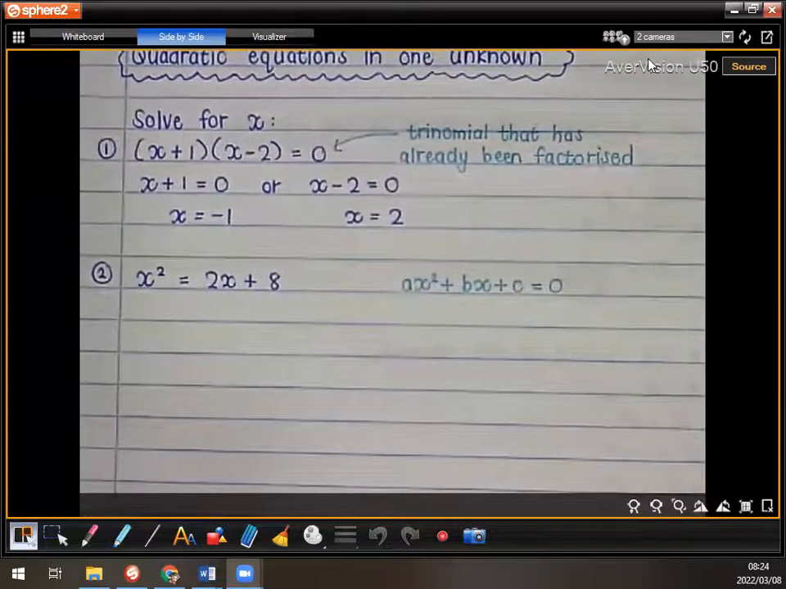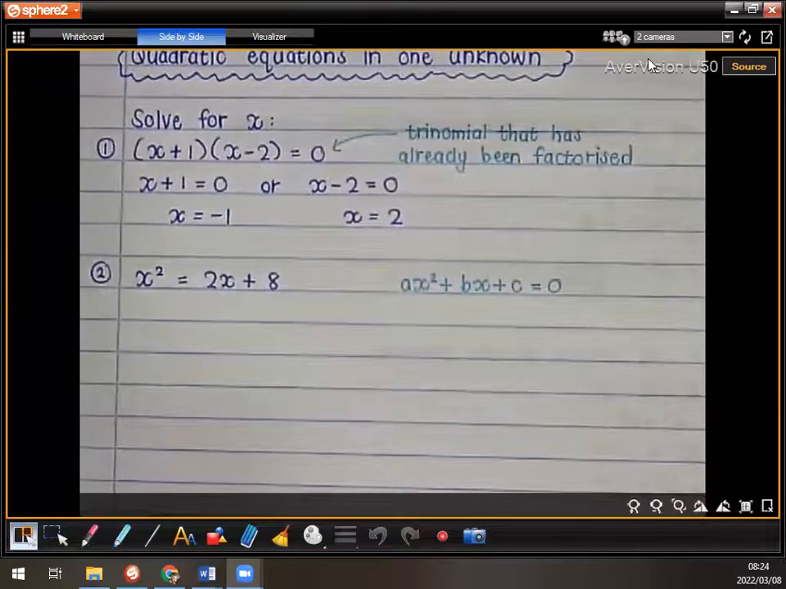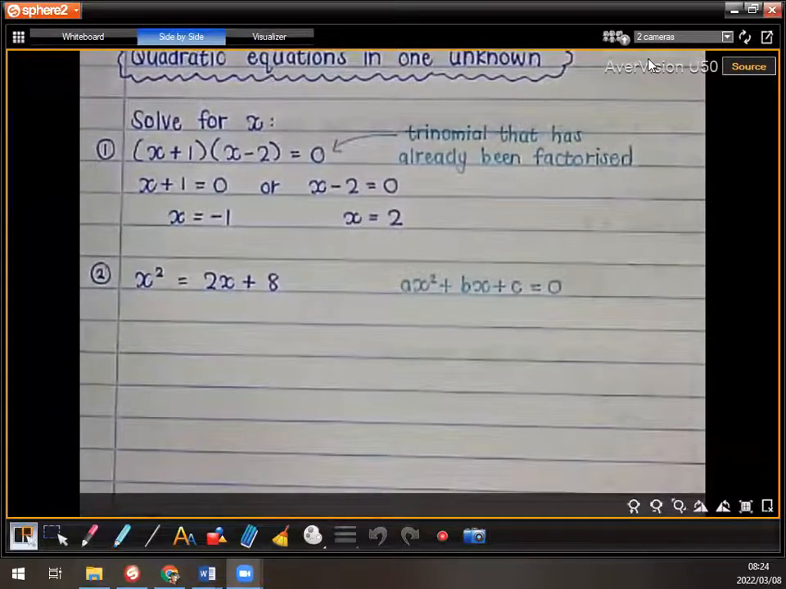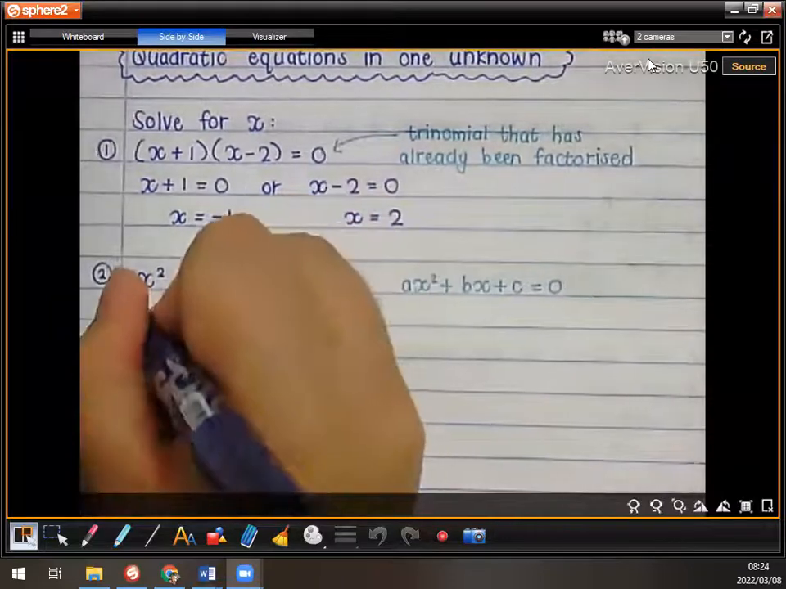Now, guys, if this is a trinomial that's easy to factorize, please just factorize it. It's going to take less time than actually using the quadratic formula. I only suggest using the quadratic formula if it's one of those with a different value in front of the x squared, like a 3x squared or something like that, a more difficult one.